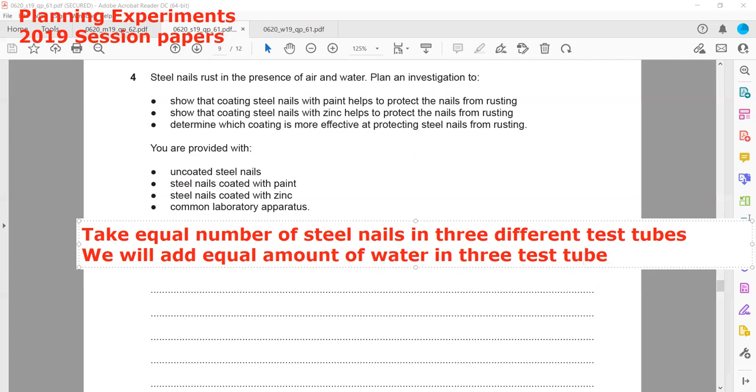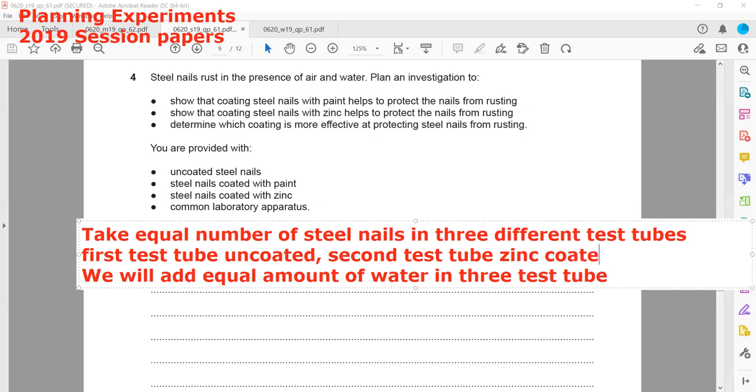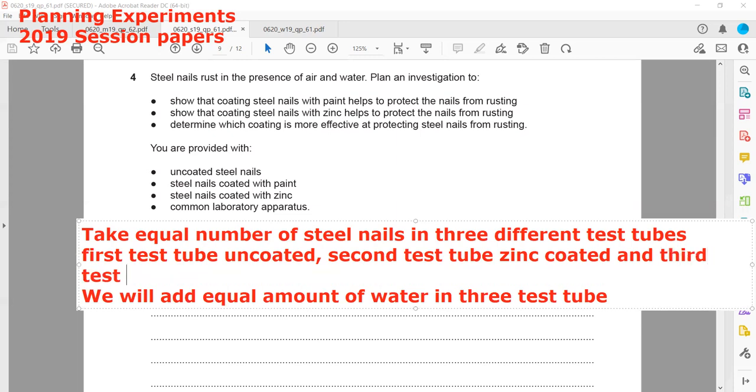And when we take an equal number of steel nails in 3 different test tubes, the first test tube will have uncoated nails, the second test tube zinc coated, and the third test tube painted. Then we'll add an equal amount of water in the 3 different test tubes.